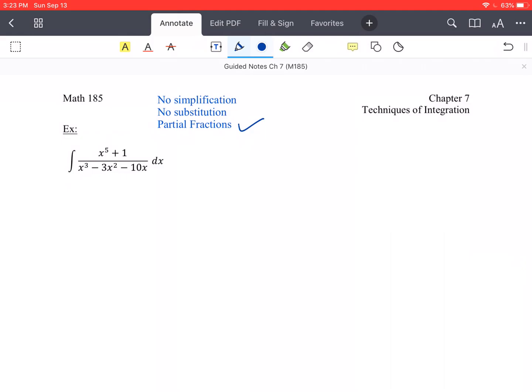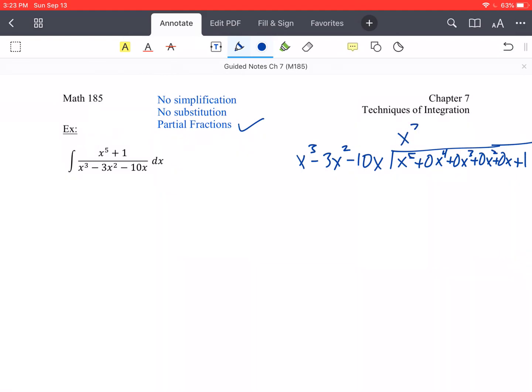Okay, so this would be x cubed minus 3x squared minus 10x into x to the 5th. And I'm going to have a lot of placeholders here: 0x to the 4th, 0x cubed, 0x squared, 0x plus 1. We'll go all the way down there.